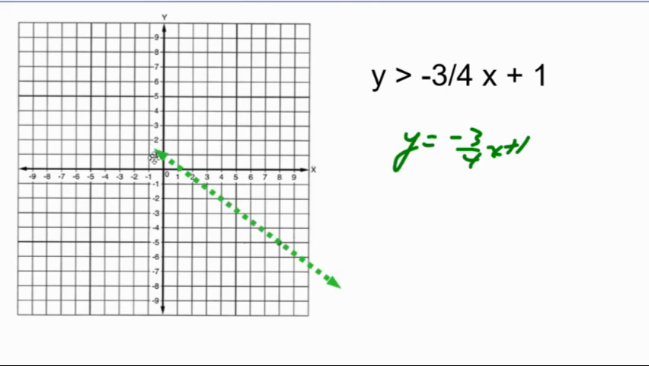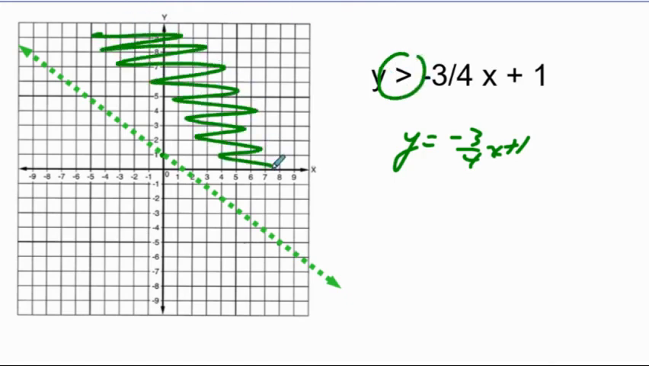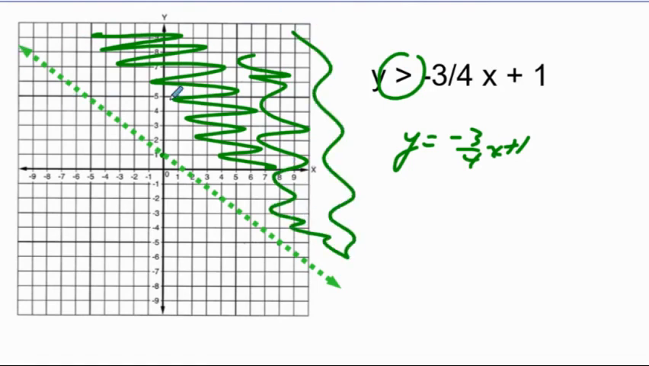So once again, it's a dash or a dotted line, if you want to call it that. A dash, I think, is the more correct term. So there we go. And now, that line there represents negative 3/4 x plus 1. And so now what I'm going to do is some shading. And I see this is greater than. So it's everything up above the line. Everything up above the line is the area where the answer is.